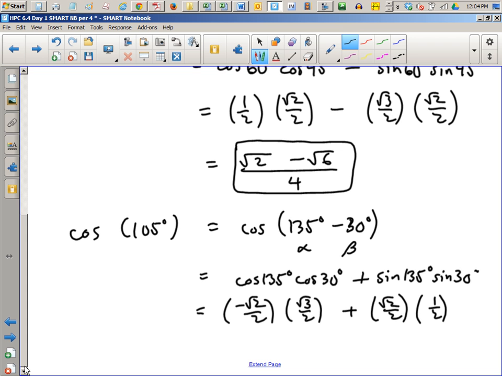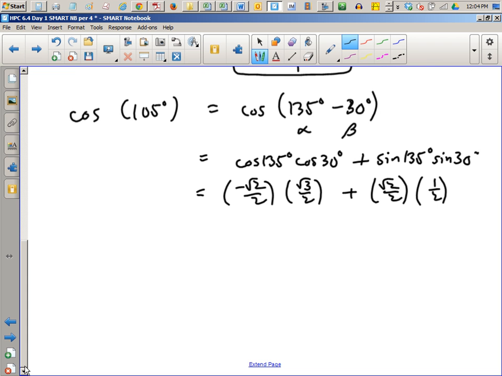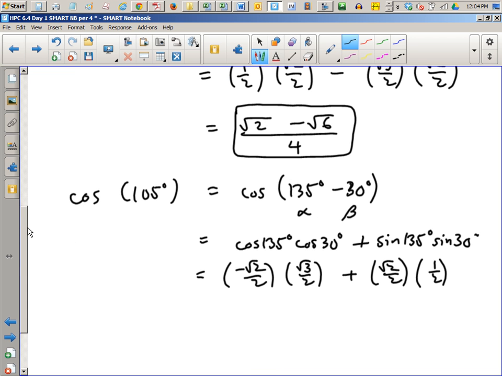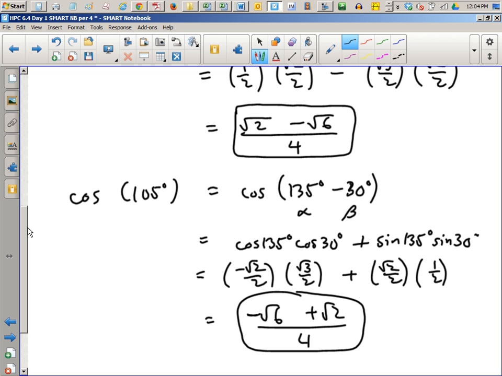It looks a little different right now, but when combined, this is still negative rad 6 plus rad 2 all over 4. Same thing as root 2 minus root 6 over 4. It's the same answer because the student is using a difference, but following the difference formula. Same answer. Okay, now if you have a TI-89 and you type cos 105, it will actually spit this out.